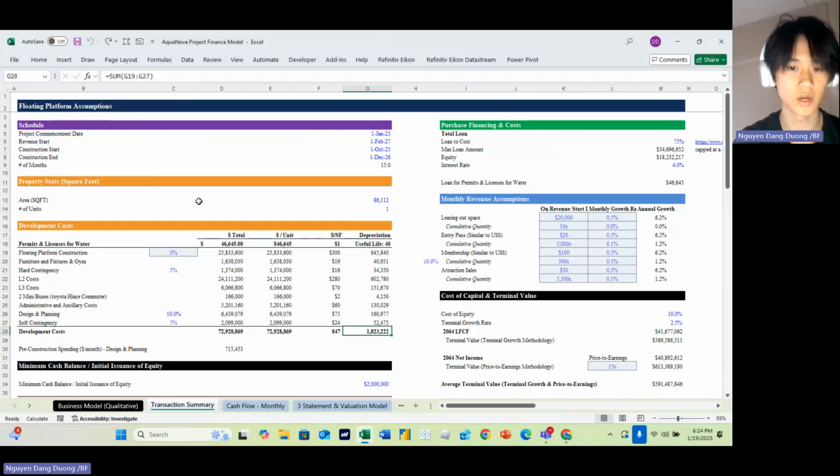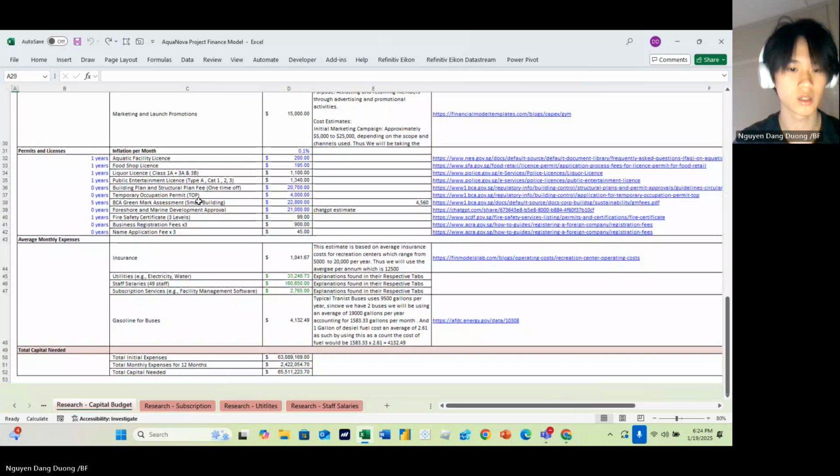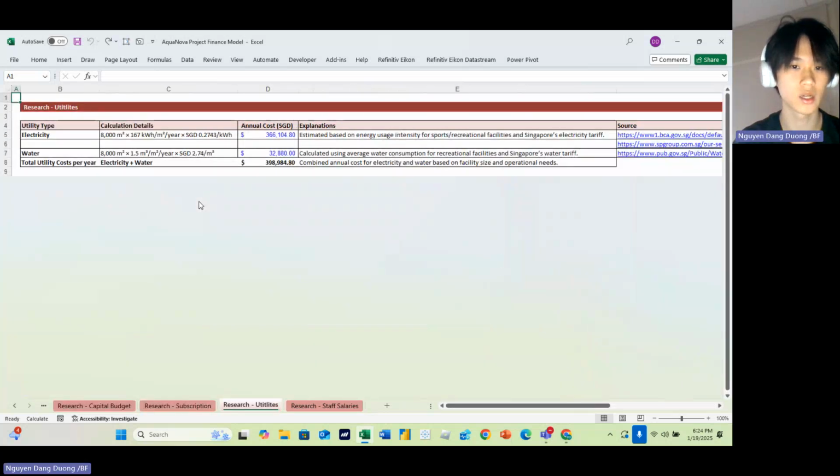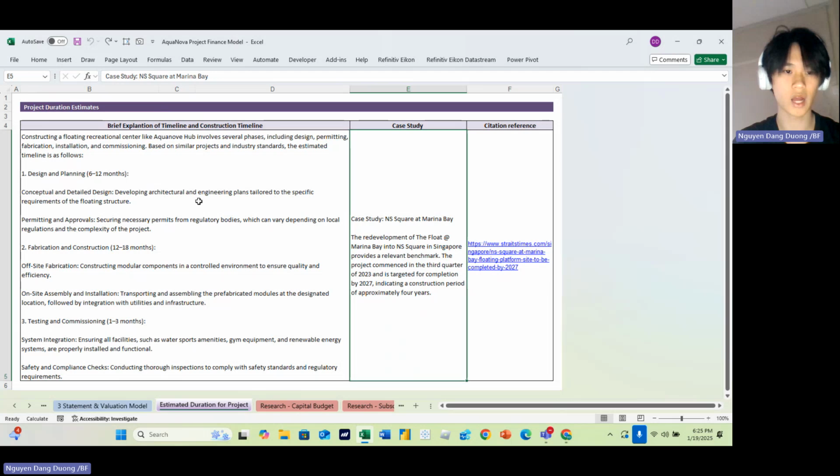We can see the area in square feet to see whether the project is reasonable in cost. We also can see the development cost of this project, whereby we can see the floating platform construction, furnitures, fixtures, level 1, level 2, level 3 costs. These expenses are in the expenses section right here in maroon, where we have our capital budget, our subscription, our utilities, and our staff salaries. And over here is where we have our project duration and our research and description of our project duration, using the floating platform in Marina Bay as our proxy for the duration for our AquaNova construction.